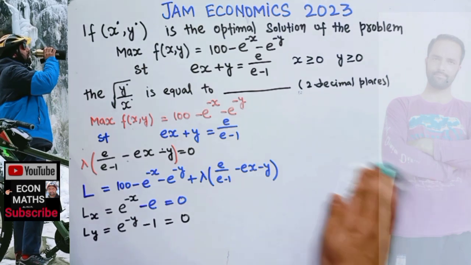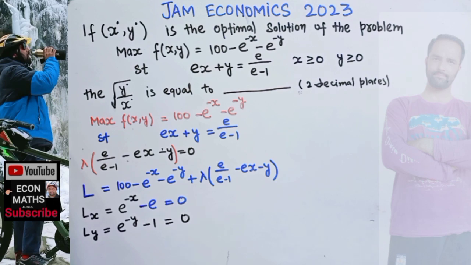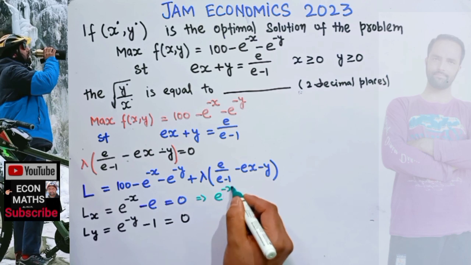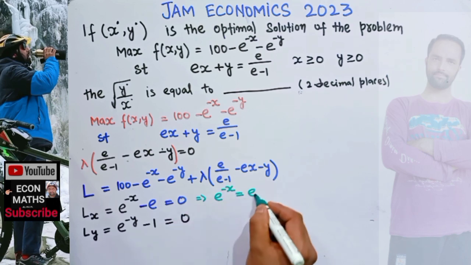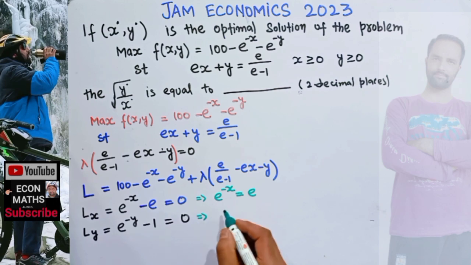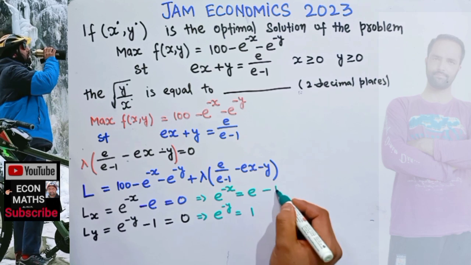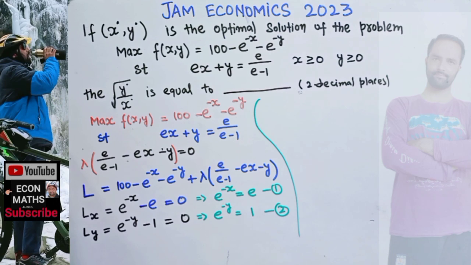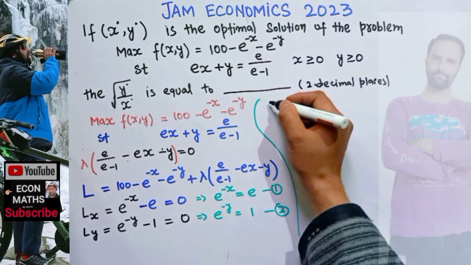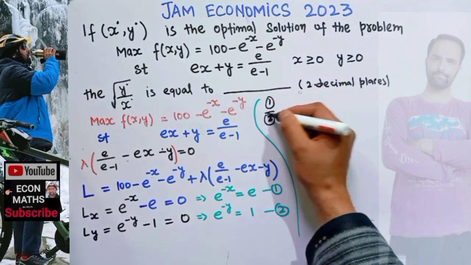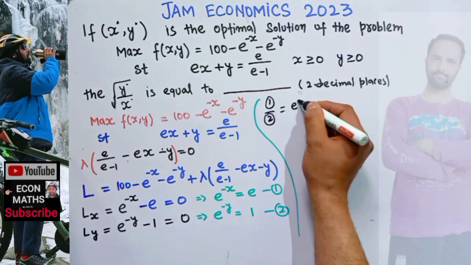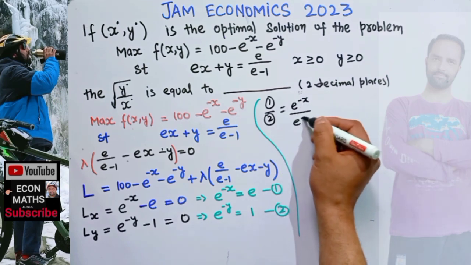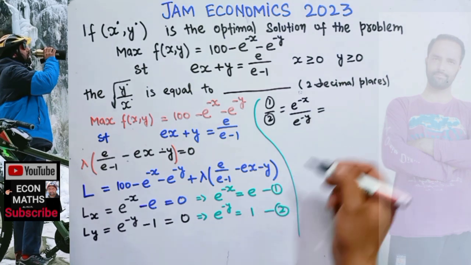Let's solve them here first. We can write it in this fashion: e^(−x) is equal to λe, if I transpose it, and this implies e^(−y) is equal to λ. Let us say this is equation 1, and this is equation 2. After that, we divide equation 1 by equation 2. That means e^(−x) divided by e^(−y) is equal to λe upon λ, which is equal to e.